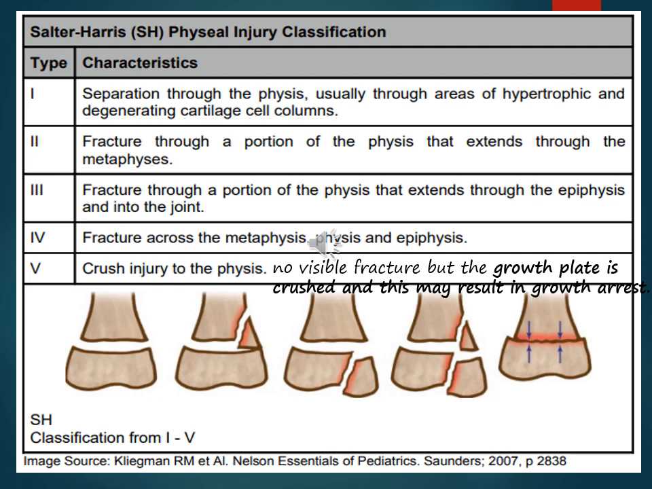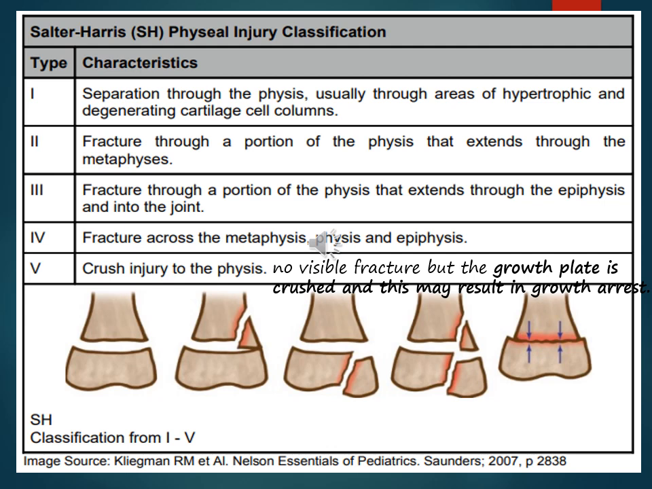So fractures around the growth plate are classified according to the Salter-Harris classification. There are 5 types. The most common type is type 2. In type 1, there is a separation between the metaphyses and the epiphyses through the growth plate. In type 2, there is a separation, but this fracture extends through the metaphyses. In type 3, the fracture extends through the epiphyses. In type 4, the fracture extends through both the metaphyses and the epiphyses, and in type 5 there is a complete crush of the growth plate due to compression.